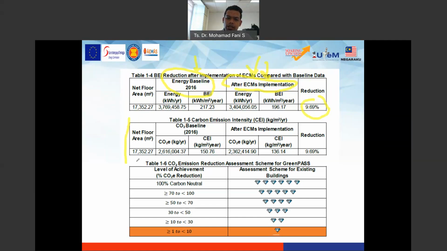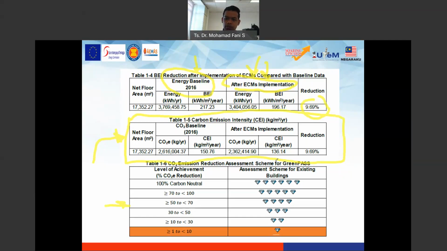So here are good examples to come up with the carbon emission intensity, etc. That one is good for the environment indication. In order to reduce the carbon, we reduce the energy, right?